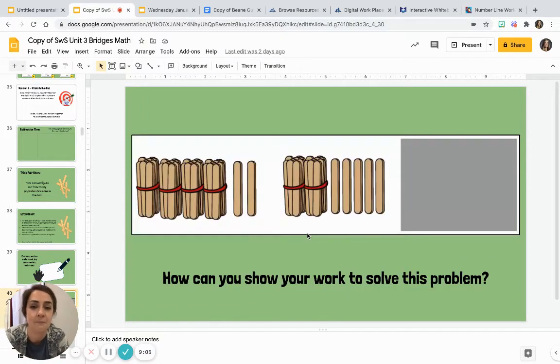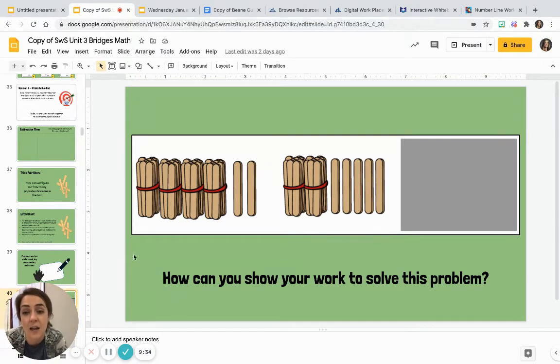So let me explain. Here we go. I have bundles of popsicle sticks and then some that are just not in a bundle. So that tells me that they're less than 10. So how could you show your work to solve this problem if I wanted to know how many I have all together? So just take a minute. How could you solve that? So first off, let's just talk about what we have.